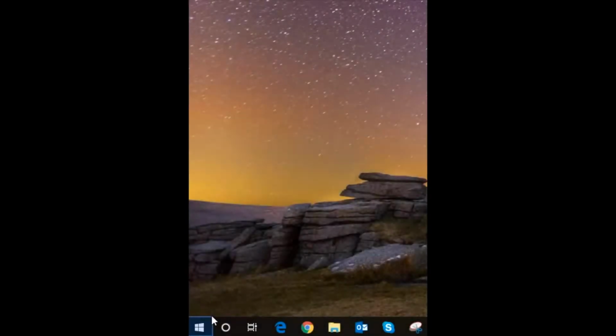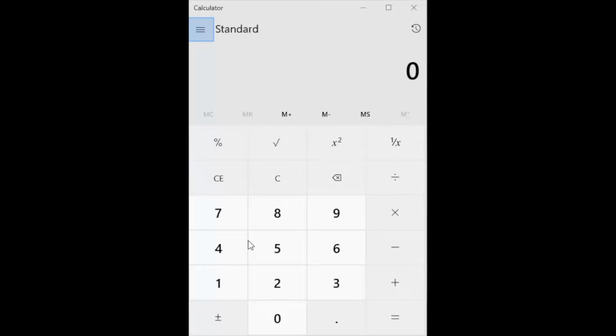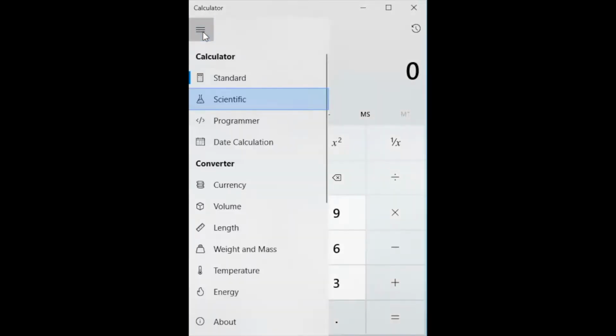All computers with a Windows operating system include a calculator. To open the calculator, click the Windows icon, scroll down, and select Calculator. The calculator has different modes, and we need the scientific mode to calculate logarithms. To switch to the scientific calculator mode, click the menu, then select Scientific.